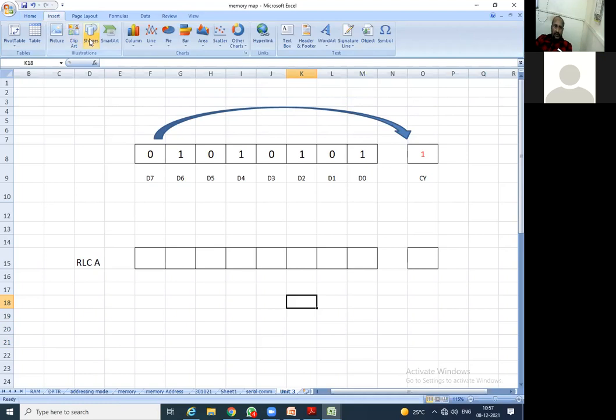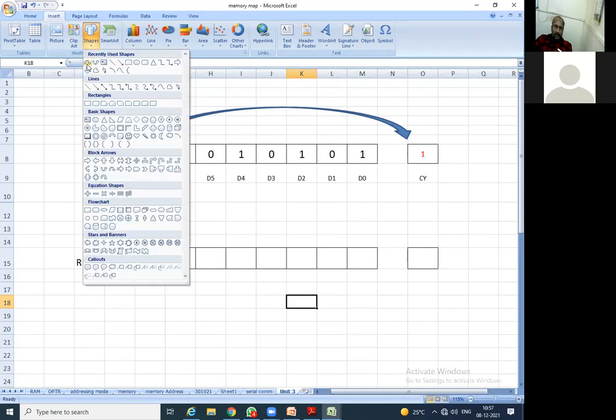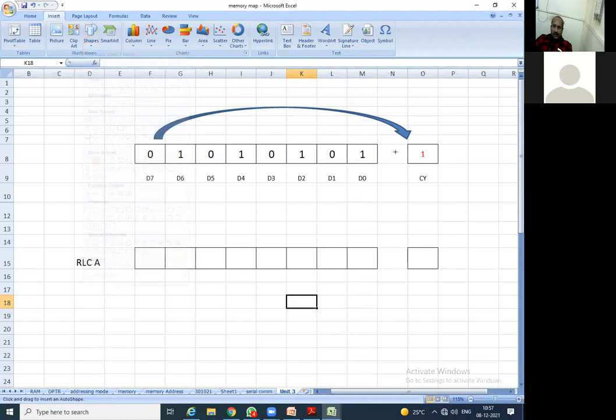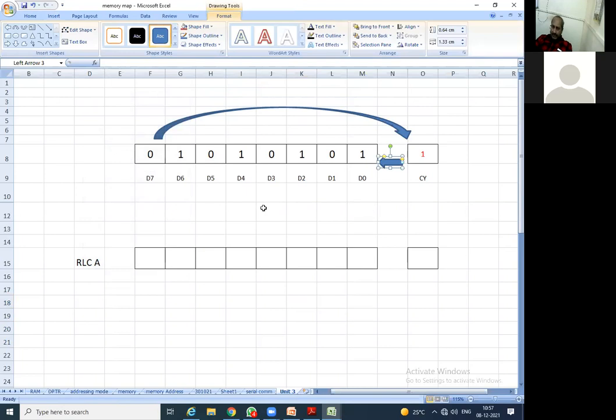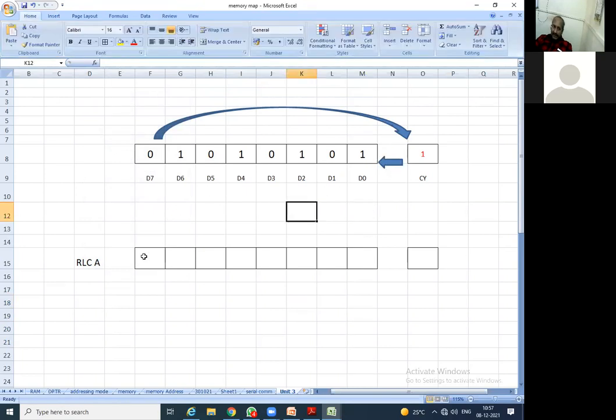So again, I will take some other symbol. That is going to be transferred here to the left. It is going towards the left in this way. So this rotation is going to happen. After this, 0 will go to the carry. So here it will be 0. This one is going to be transferred to the left, that is over here.